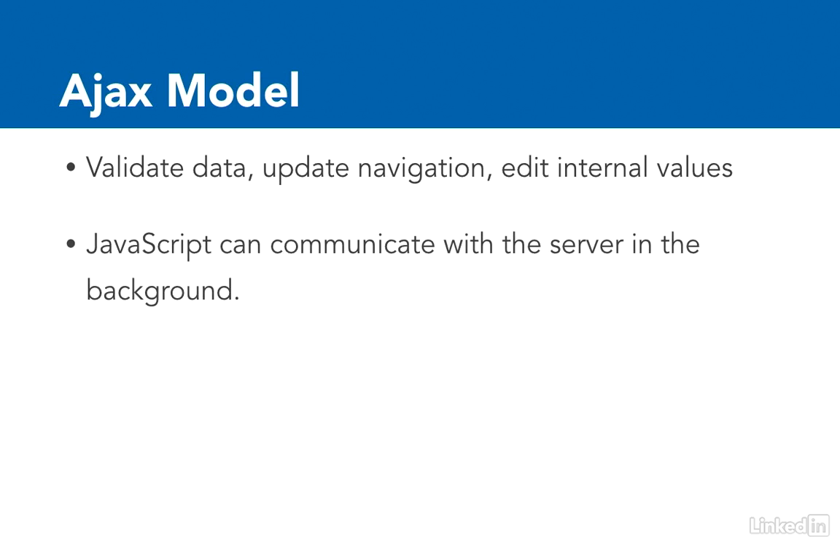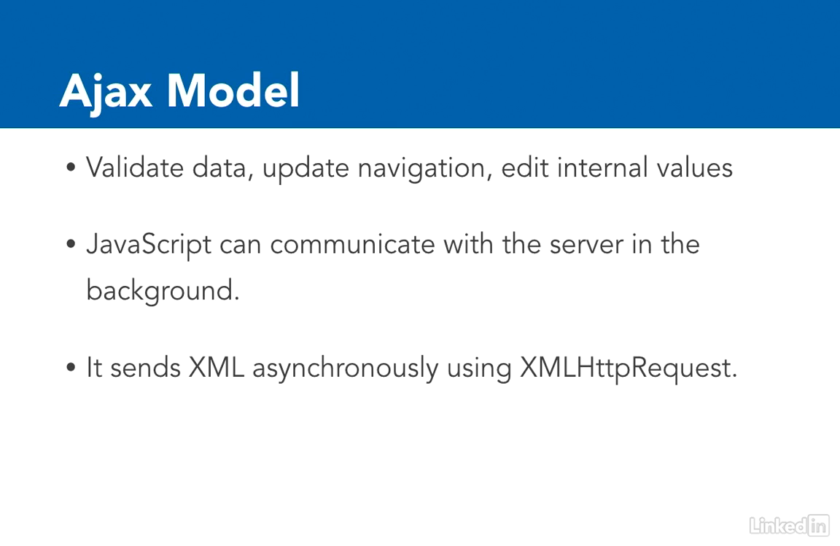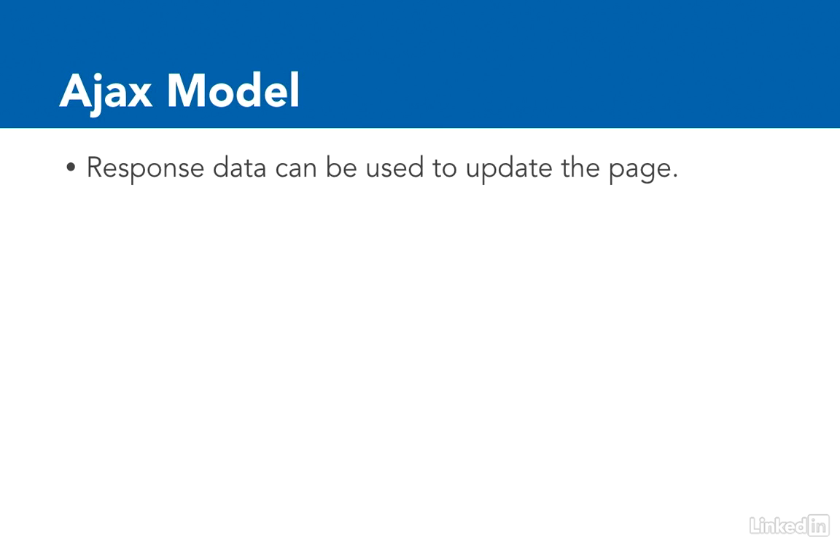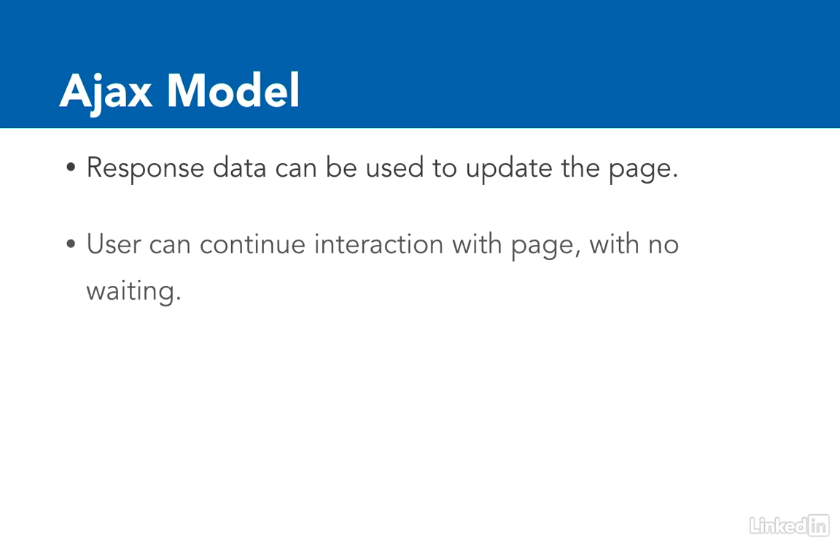JavaScript also has the opportunity to use that XMLHttpRequest to communicate with the server in the background. And it does that by sending XML asynchronously to the server. So the page is still visible to the user, and in the background, JavaScript can send a request to the server. And then the response data that comes back can then be used in order to update the page. The chief benefit here being that users can continue to interact with the web page without waiting. That can happen in the background, and the user can continue to scroll up and down the page, to click other things, to trigger other Ajax requests as well.